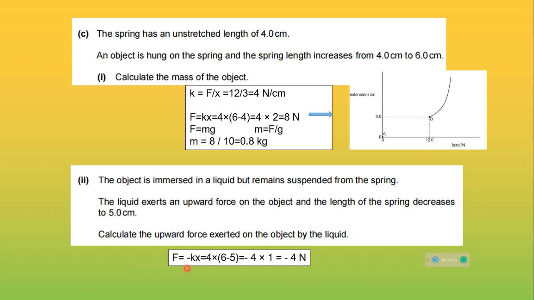So F is equal to minus Kx. So K value we know it is 4 and x is 6 minus 5 because it is the contraction in the length of the spring. So it is minus 4 Newton. Minus sign shows that this is a restoring force on the spring.